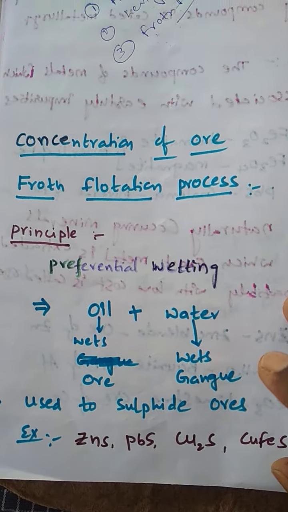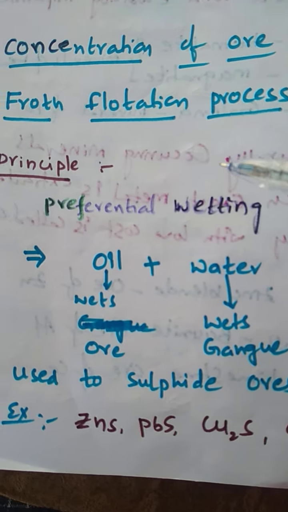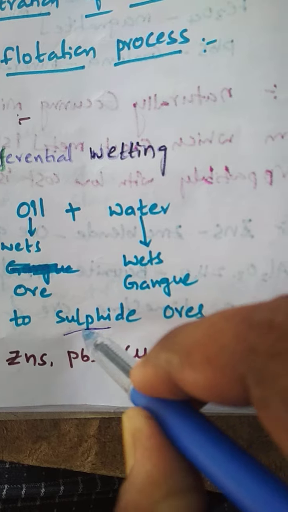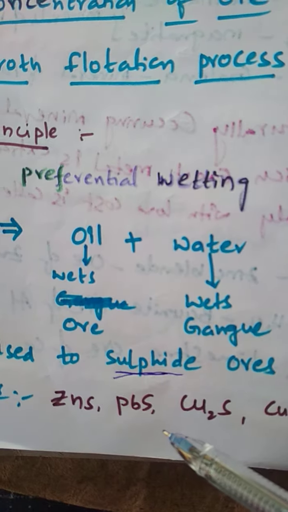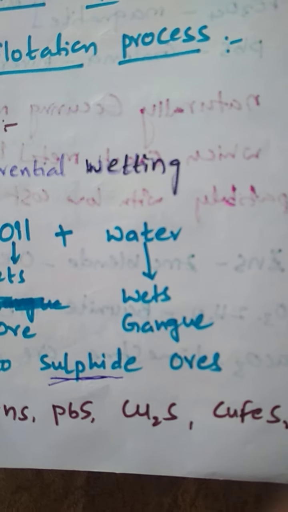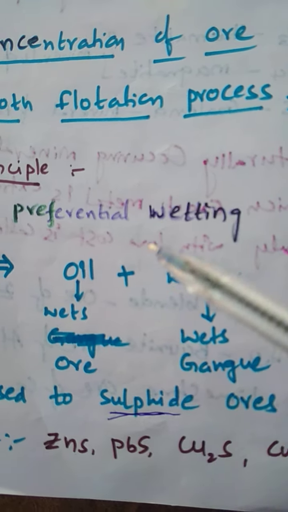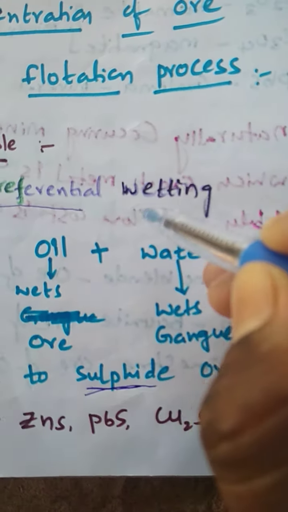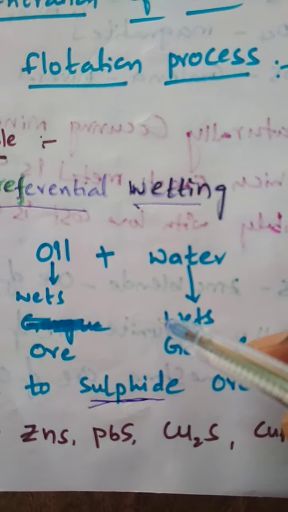Okay, right, look at this: concentration of ore by the froth flotation process, a very important essay question. This froth flotation is mainly applicable for sulfide ores, the ores which contain sulfur. Examples: zinc blende, galena, copper pyrites, copper iron pyrites. Okay, so for these ores we use this froth flotation. And the principle behind this froth flotation is the preferential wetting.